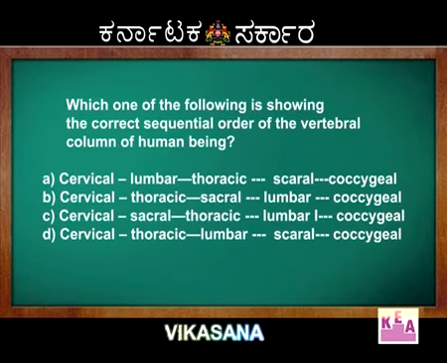Students, let us now look into a question related to vertebral column, bones of vertebral column. Which one of the following is showing the correct sequential order of vertebral column in human being? Option A, cervical, lumbar, thoracic, sacral, coccygeal. Option B, cervical, thoracic, sacral, lumbar, coccygeal. Option C, cervical, sacral, thoracic, lumbar, coccygeal. Option D, cervical, thoracic, lumbar, sacral and coccygeal.